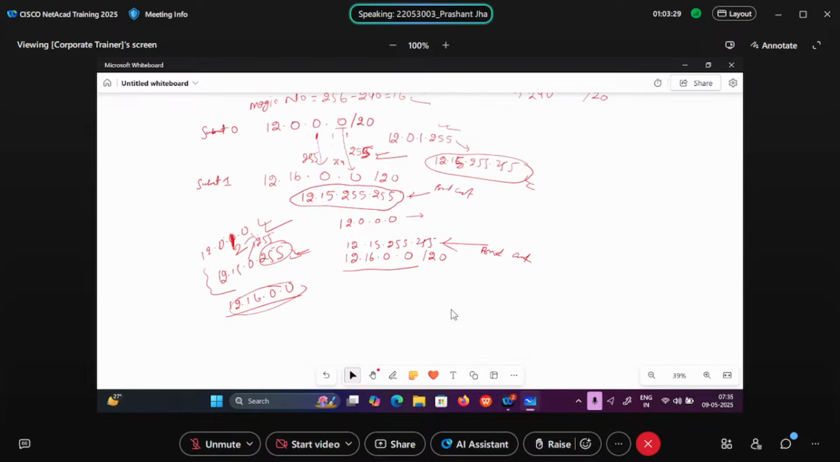Yes, sir. Okay, so now the next question is: tell me what is the usable IP range for the hosts of subnet 1, and what will be the broadcast address of subnet 1? Calculate it and just reply in the chat. What is the question? Did you understand? Yes, sir. What are the ranges of usable IPs for the hosts of subnet 1? And the next question is what should be the broadcast address of subnet 1?